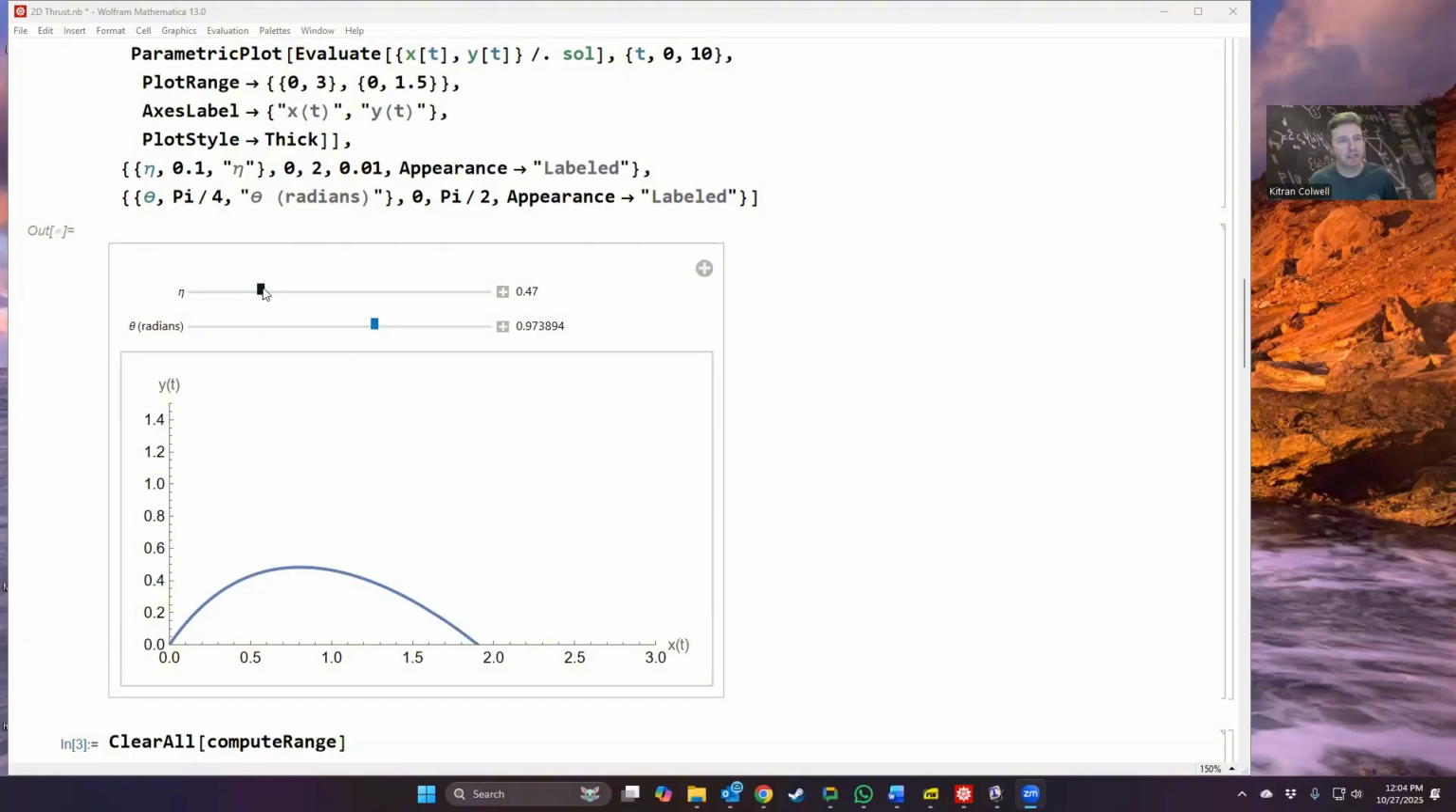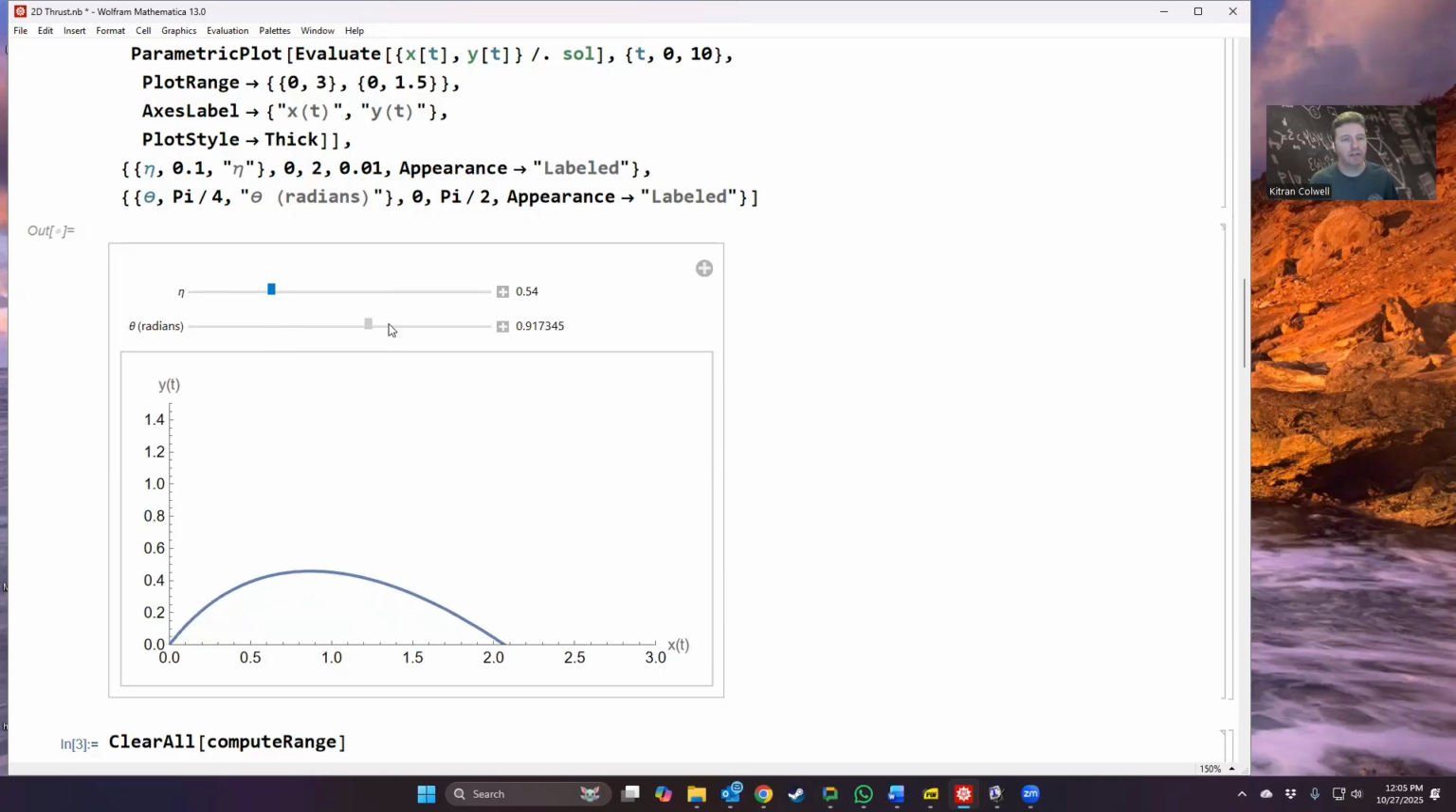Eta itself is the thrust parameter. I can slide it around and change how much thrust I'm adding to my projectile. And then my launch angle in radians, I can adjust here. And you notice that for a particular fixed eta, if I launch at a very shallow angle, then I'm not going to get very far, right? We're going to have gravity take over pretty quickly and drive you into the ground.